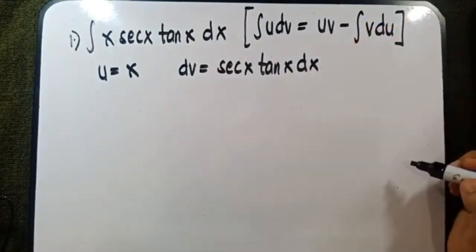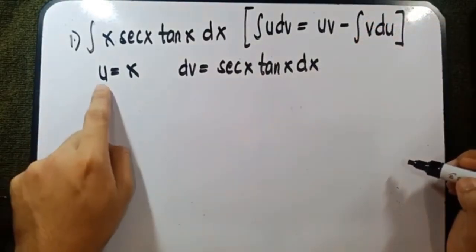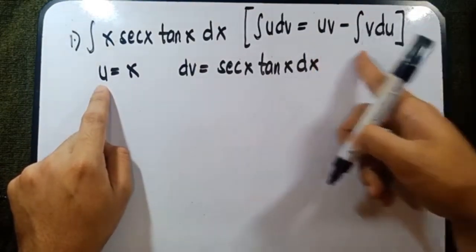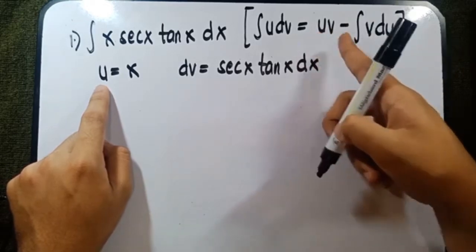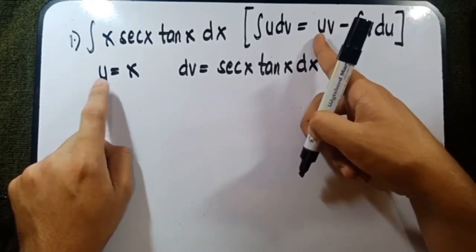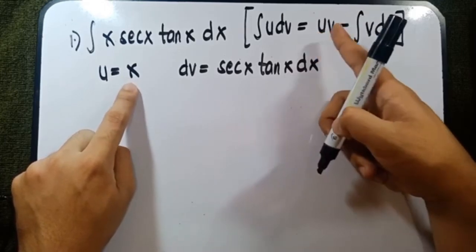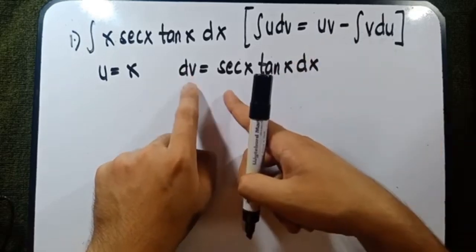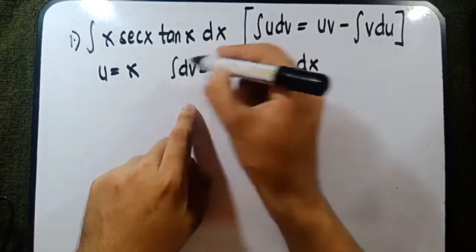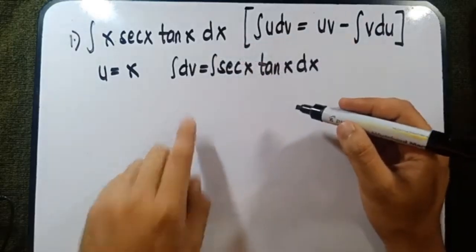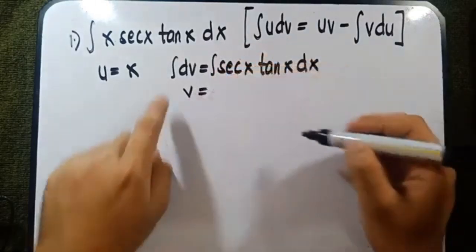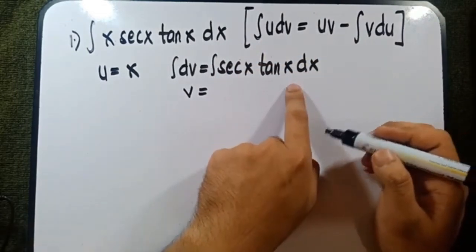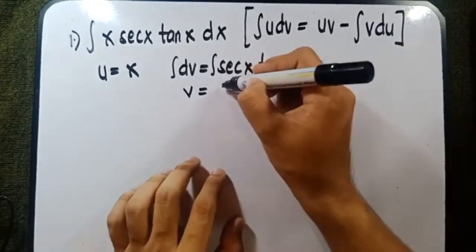Yun. Ngayon, anong susunod na gagawin? Since kailangan natin, ito yung kailangan maging sagot natin eh. Kailangan natin ng u, kailangan natin ng v. Meron na tayong u, x na yun eh. Ang wala tayo, v. Paano makukuha yan? By integrating dv. Kapag in-integrate natin yan, so of course, integrate din natin yung kabilang side. So that will be v. So integration of dv is v eh. Integration of secant x tangent x, kung natatandaan nyo pa, that is equal to secant x.